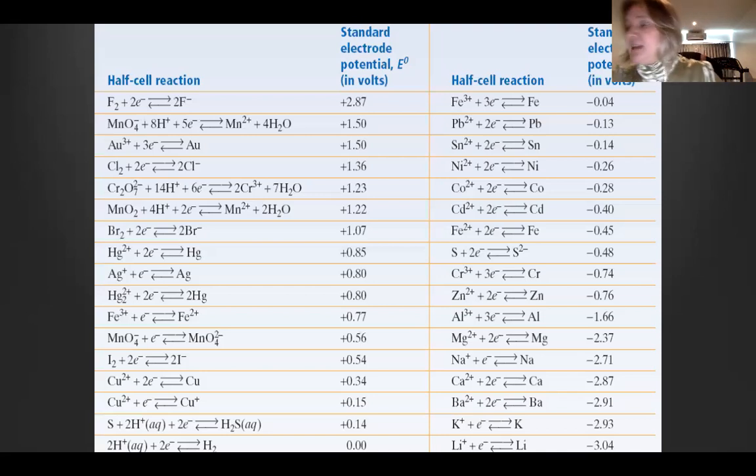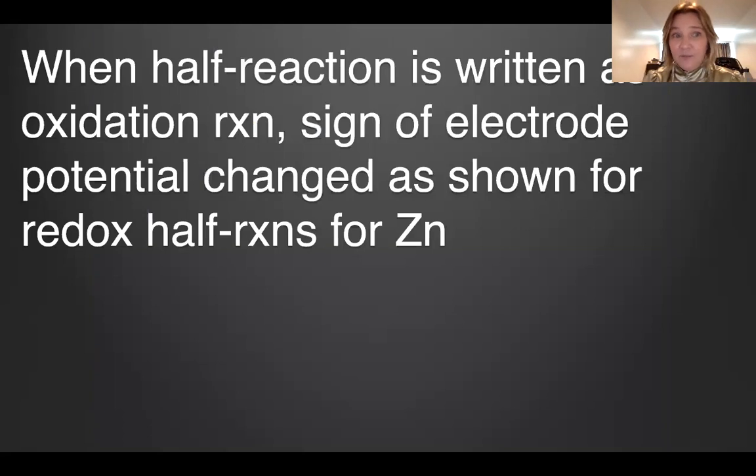So this is a table that's in your book of standard reduction potentials. It is on page, drum roll please, 626. So you will always be given a table if I ask you to calculate the electrode potential of a cell. What you'll be doing is basically looking at this table and looking up the potential for each half reaction. And in a second, I'll explain how you calculate the value for the entire electrochemical cell.